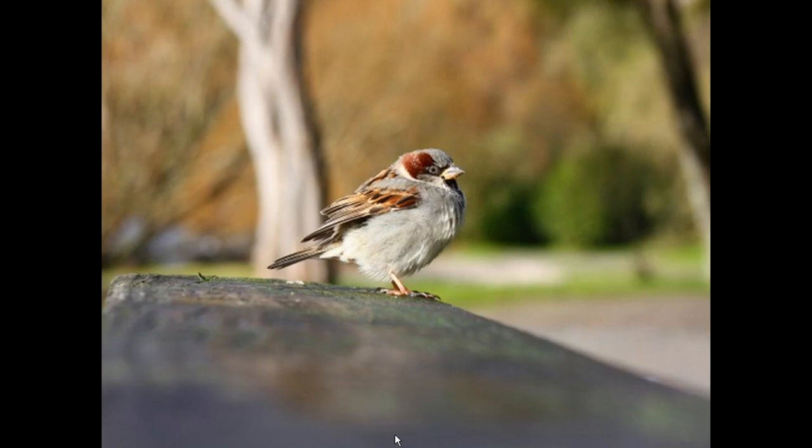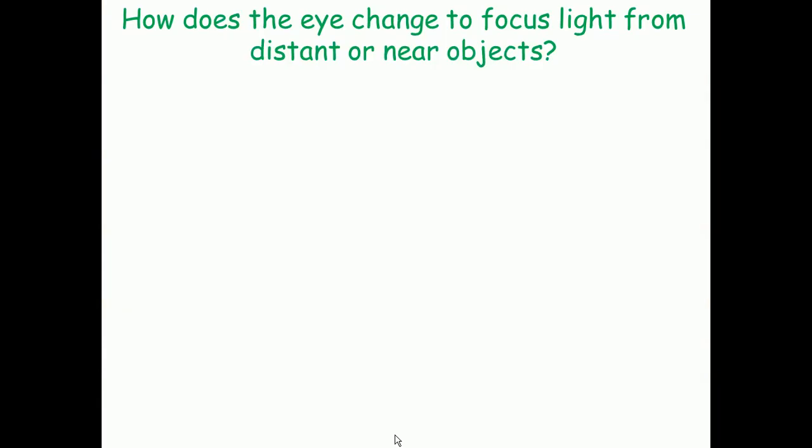So what happens if we look at an object that's either close up or far away? How does the eye change? Because if you look at something close up, the image behind that becomes blurry. Whereas if you look at something far away, the image at the front becomes blurry instead. So that means there must be changes in the eye so that you could focus light when you're looking at something suddenly at a distance, or you're changing and you're looking at something that is a near object.